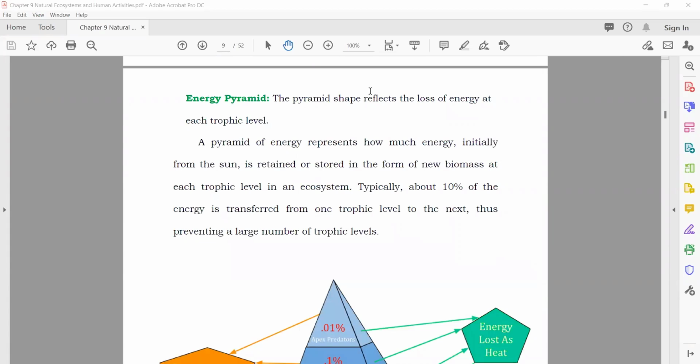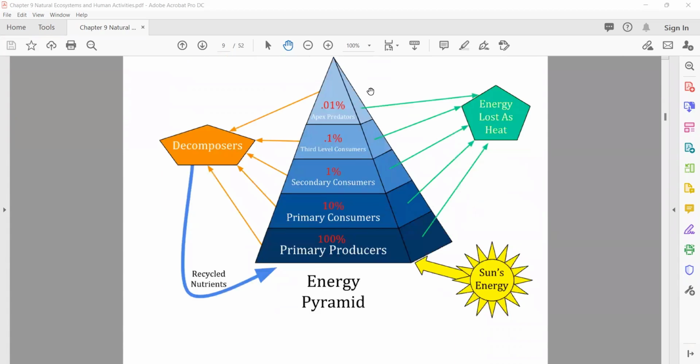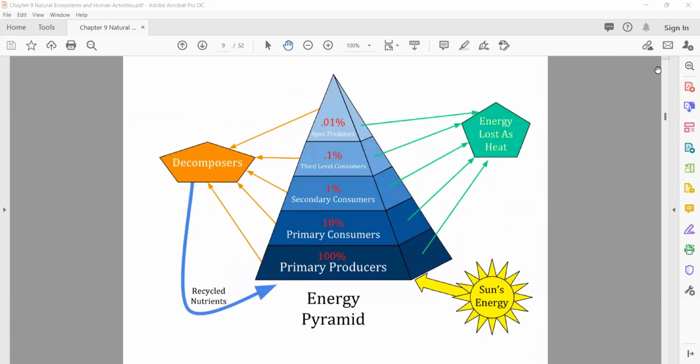Then you have the energy pyramid. In the energy pyramid, you define the energy transferring from one trophic level to another. Here, these are the primary producers. They are taking the energy from the sun. Next are the primary consumers. So what is the rule for the energy pyramid? Only 10% goes up. Only 10%.